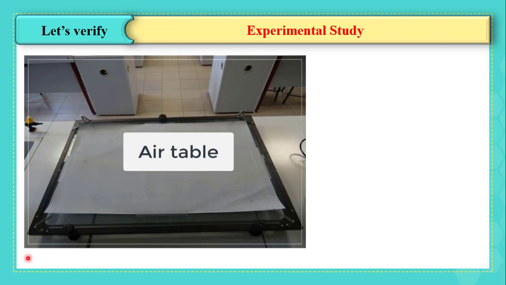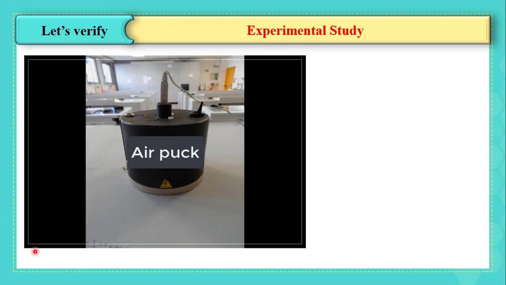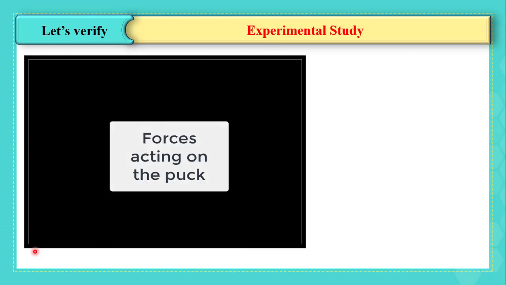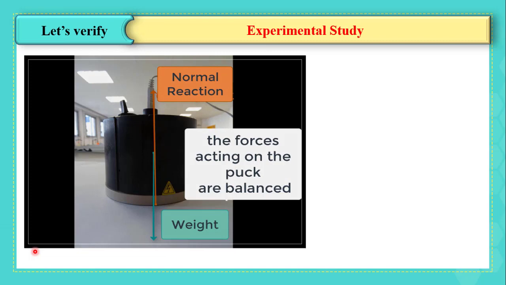After we have studied the concept of inertia, let's perform the following experimental study which helps us in stating Newton's first law. We will use the air table in our experiment. Here we have a puck placed on the air table which is kept horizontal. So what are the forces acting on the puck in this case? Yes, the forces are simply the weight W applied vertically downward and the normal reaction of the support applied vertically upward.